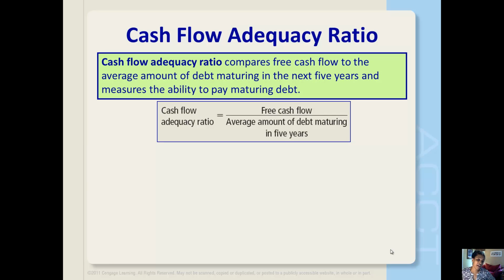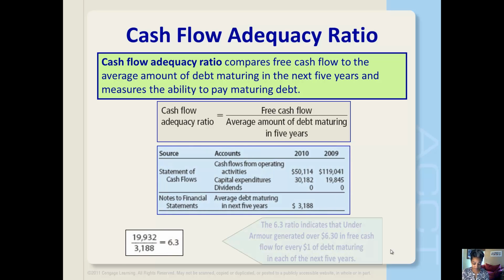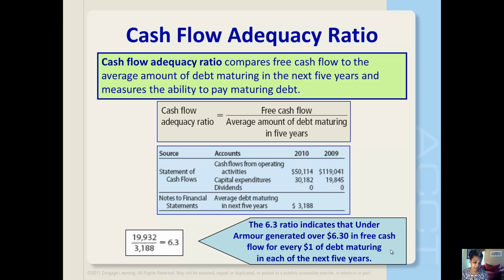Another way that we could analyze a statement of cash flow is through the cash flow adequacy ratio. So this second ratio is commonly used to assess a company's cash in addition to looking at free cash flow. The cash flow adequacy ratio compares free cash flow to the average amount of debt maturing in the next 5 years. So because this ratio compares free cash flow to maturing debt, it represents a company's ability to generate enough cash to pay its debt.